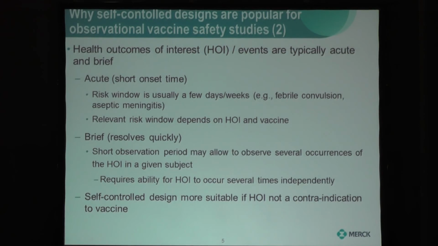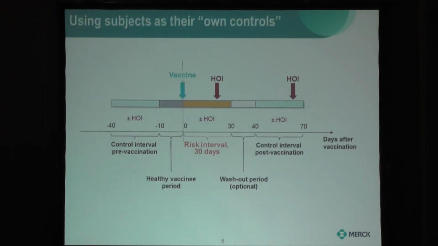Assuming these occurrences of the same outcome are independent, meaning the risk of having a second one is not related to the fact that you had the first one, then you can use all of them in your study. And we'll see also that to use a self-control design meaningfully, it's better if this event is not a contraindication to the vaccine. But there are ways to go around that if it is. So this is a general graph of self-control design that we'll go over because that's the basic graph that we're going to use.